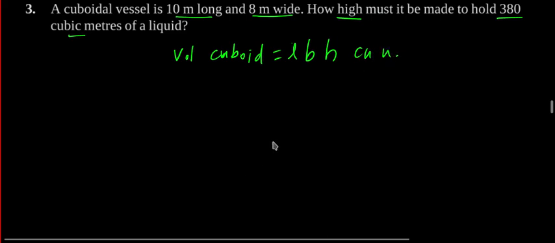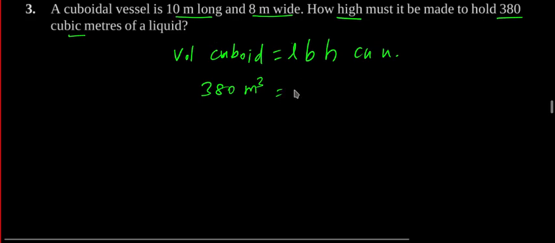And it can hold 380 cubic meters of liquid. That means volume is also given. Okay. So what is the volume of the cuboidal vessel? The volume of the cuboid is base area into height. So base area is L into B and the height will be H cubic unit. So here volume is given, 380 meter cube. Cubic meter is nothing but meter cube.